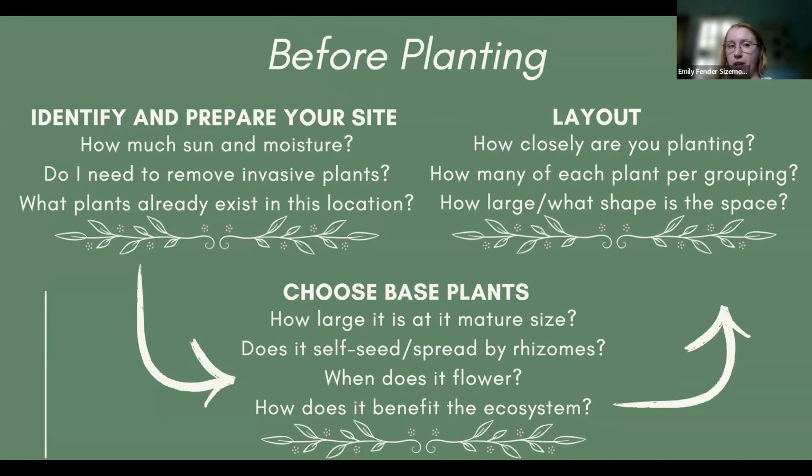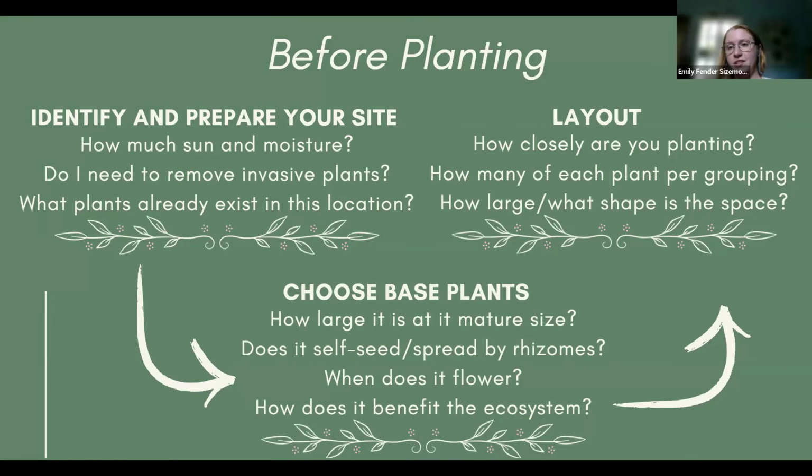So, identifying and preparing your site, just like any landscaping: how much sun and moisture do you have? Do you need to remove those invasive plants before you plant your natives? And what plants do you already have that exist in that location? I've been pleasantly surprised to find some natives that I did not plant in my own garden. So identify those, if you're not sure what it is, because it could be something that is a friend.